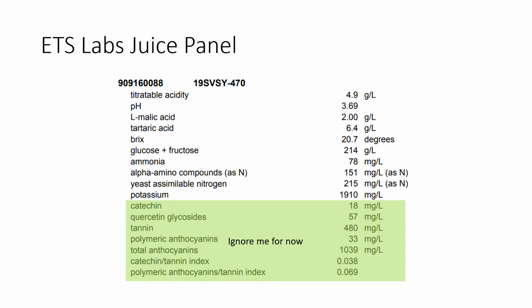So this is a juice panel from the 2019 Stony Vine Syrah. And ignore the little green part. That is our phenolic data from the grape berries, and we're going to dive into that in future lectures. But just get used to seeing titratable acidity, pH, L-malic, tartaric, Brix, glucose plus fructose, ammonia, alpha amino compounds, yeast assimilable nitrogen, and potassium. Going to see those words a lot.